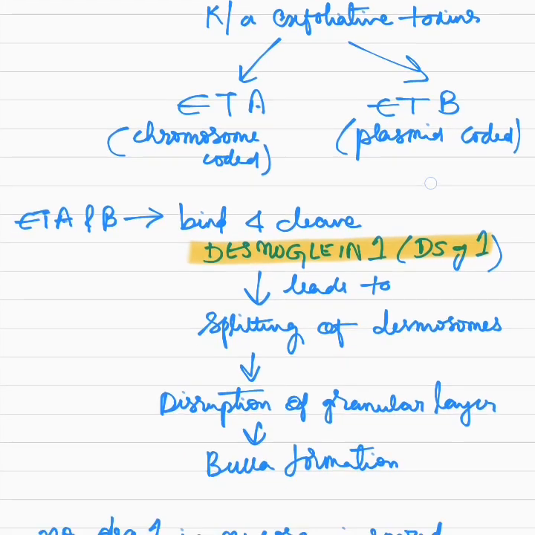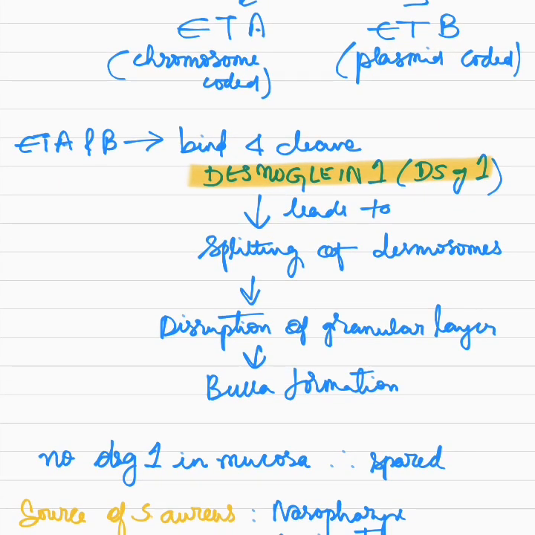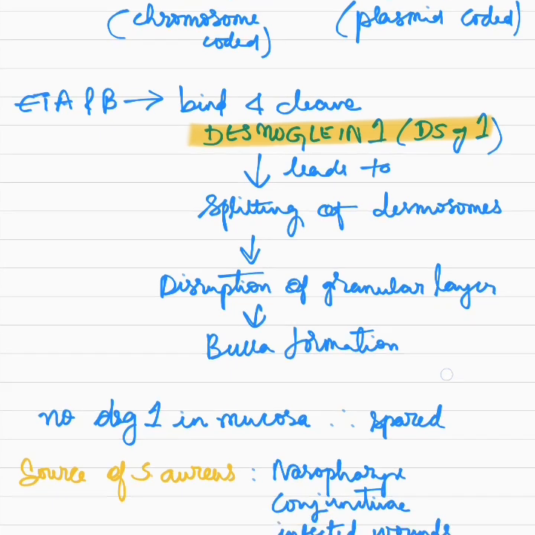So these two exfoliative toxins, they bind and cleave desmoglein 1, which is a type of desmosomal protein, leading to the splitting of desmosomes. So these desmosomes are necessary for keeping the cells together. As a result of which, there is disruption of the cells in the granular layer, leading to bulla formation. Since there is no desmoglein 1 in mucosa, it is spared. So desmoglein 1 is seen only in the skin, so blistering of skin is seen, whereas in mucosa it is not present, so mucosal surfaces are spared.